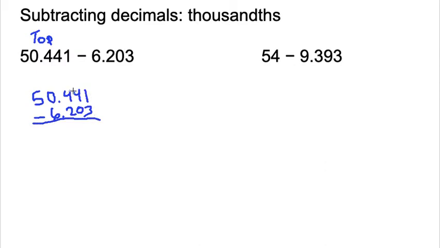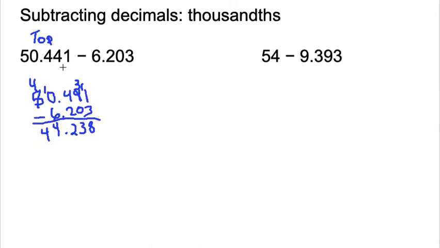So 1 minus 3, we can't do that, so we have to borrow from this 4, make that an 11, this becomes a 3. So 11 minus 3 is 8, and then 3 minus 0 is 3, 4 minus 2 is 2, and then our decimal just drops straight down. We can't take 6 away from 0, so we have to borrow from our 5, so that becomes a 4, this becomes 10, so 10 minus 6 is a 4, and then we drop this down. 4 minus 0 is 4.